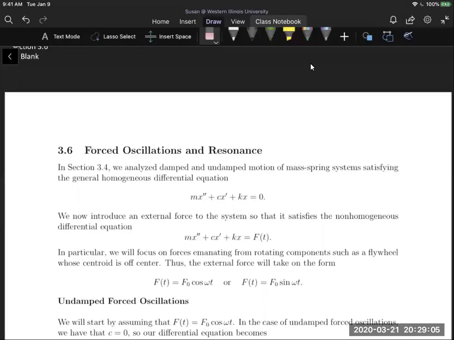Okay, today we're going to talk about section 3.6, forced oscillations and resonance. However, for this video, I'm calling it 3.6 part 1. We're just going to talk about undamped motion, so we'll be covering pages 1, 2, and 3 of section 3.6. The remainder, which involves damped motion, will be covered in a second video, part 2.